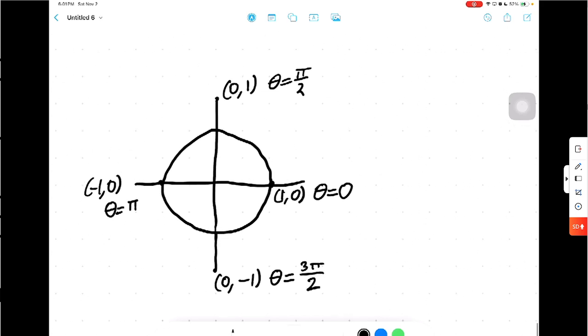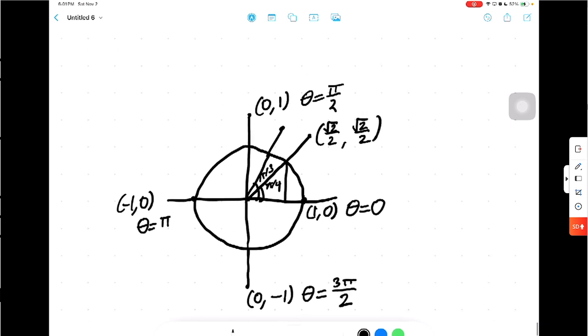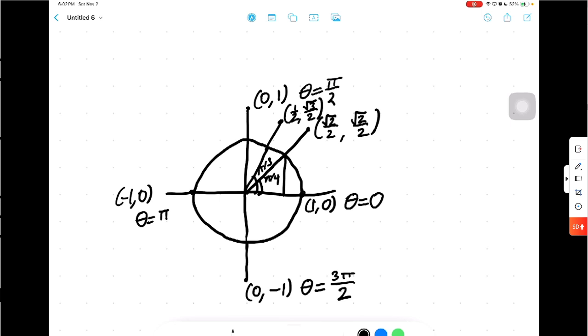Alright. And then the only two that you have to memorize are the pi over 4 one, which occurs at root 2 over 2, root 2 over 2, pi over 4. And then the pi over 3 slash pi over 6 one, I'm going to do pi over 3. This occurs at 1/2, root 3 over 2. It's a little bit crowded, but I think you can see 1/2, root 3 over 2 over there.